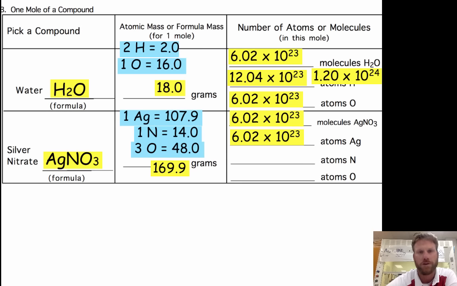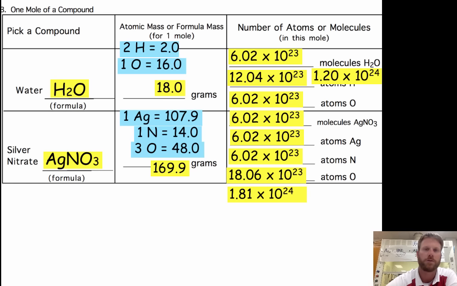Same goes for nitrogen. I would have 6.02 times 10 to the 23rd atoms of nitrogen, because there's 1 atom of nitrogen in each molecule of AgNO3. As far as oxygen goes, there are 3 atoms for every molecule of AgNO3, so I need 3 times 6.02 times 10 to the 23rd, which in the correct scientific notation would be 1.81 times 10 to the 24th atoms of oxygen.